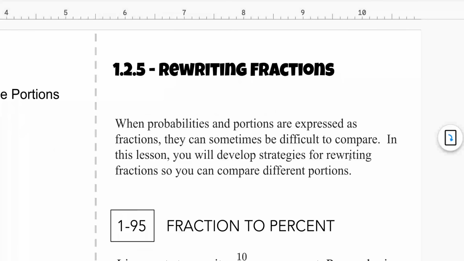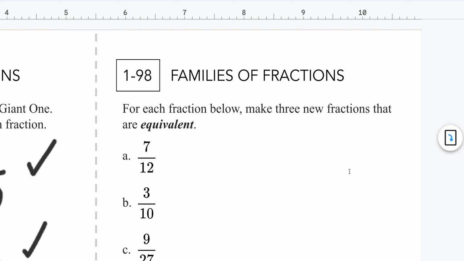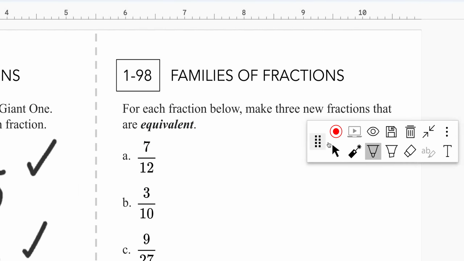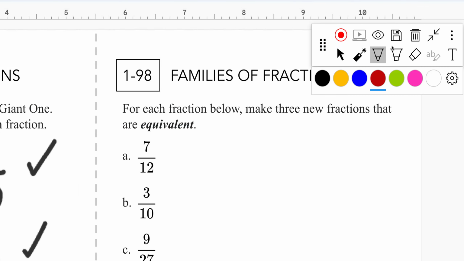Okay, let's move on to the next problem. Oh, that's something else here. What's that say? Here we are. Okay, 198, families of fractions. So did you know that you can rewrite fractions in many different ways?